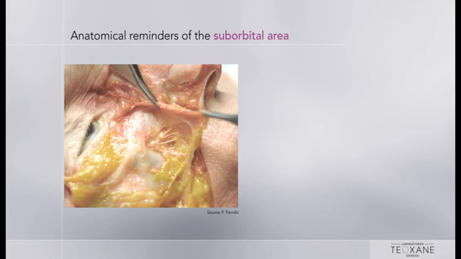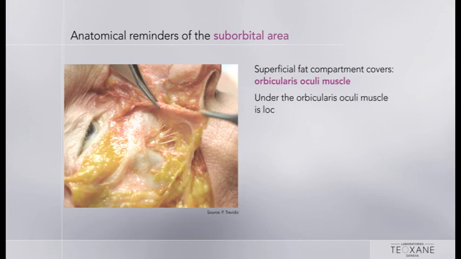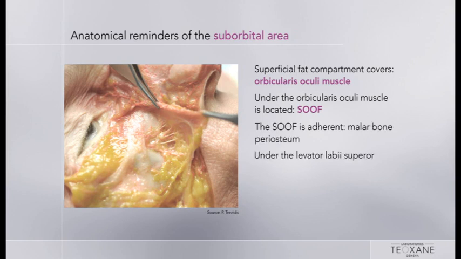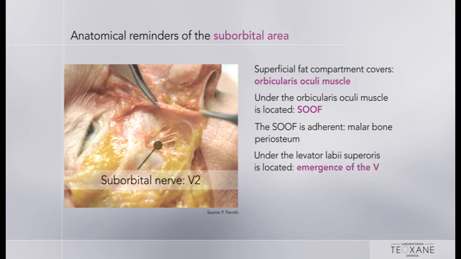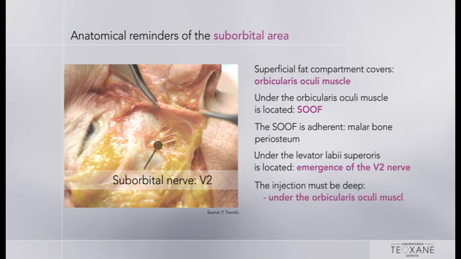Under the skin surface, a superficial fat compartment covers the orbicularis oculi muscle. Under the orbicularis oculi muscle is located the suborbicularis oculi fat, or SOOF. The SOOF is adherent to the periosteum of the malar bone. Under the levator labii superioris is located the emergence of the infraorbital nerve, or suborbital nerve. The injection must be deep under the orbicularis oculi muscle in the SOOF.